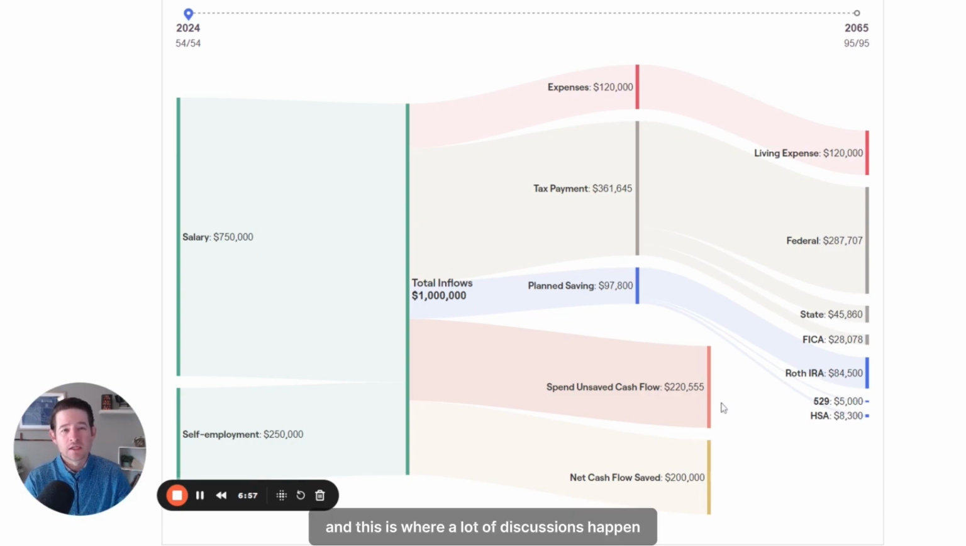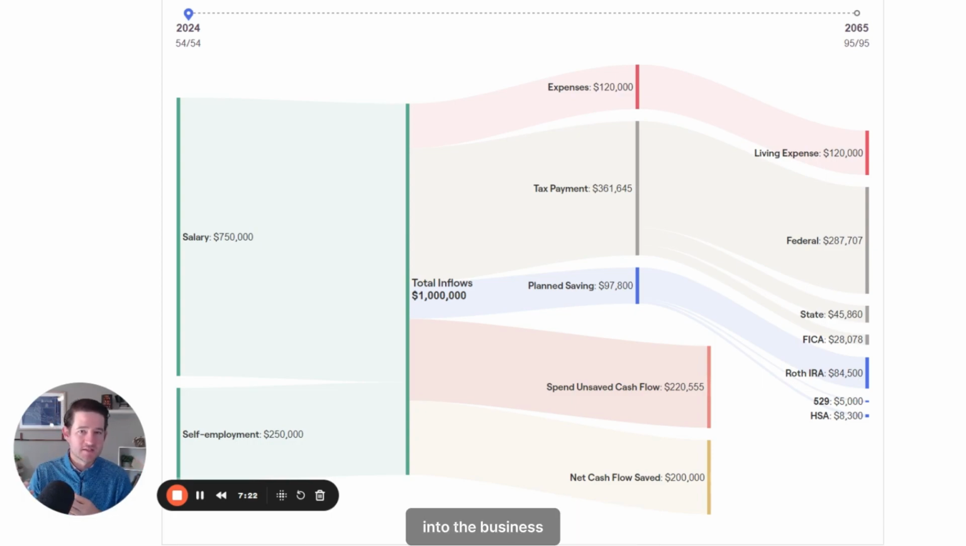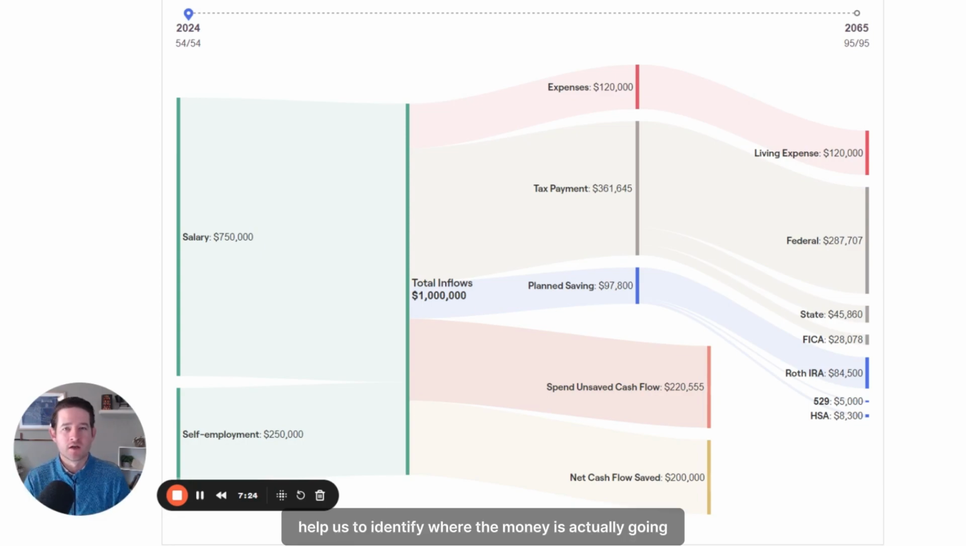And this is where a lot of discussions happen because one of the things that we find is when we go through these types of exercises with business owners, we get to this part of the category and they tell me, normally I don't have that much additional money left over. And that's where we start to then have a conversation of, okay, well, are you really spending $10,000 a month? Are you really not investing any money into the business? These types of questions help us to identify where the money's actually going for the clients that we're working with.